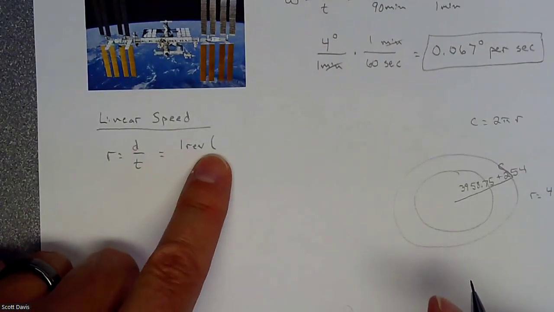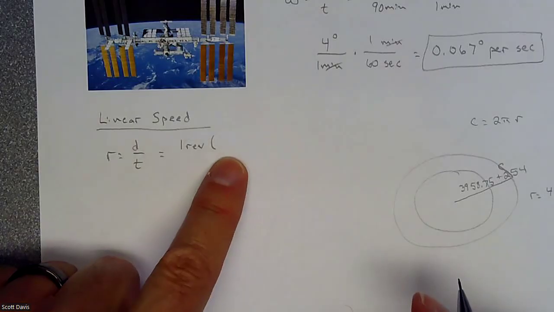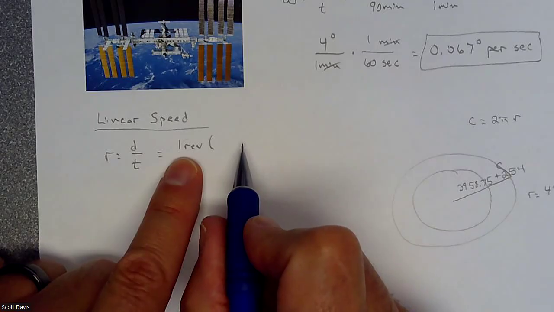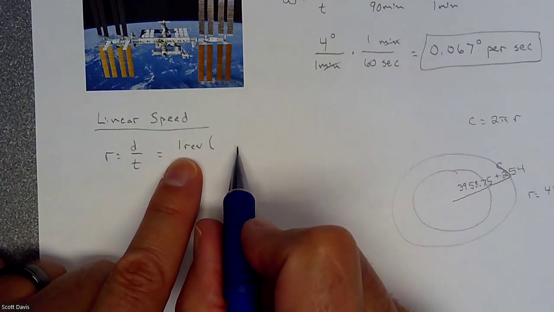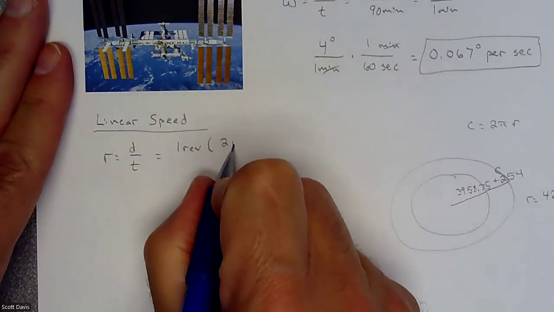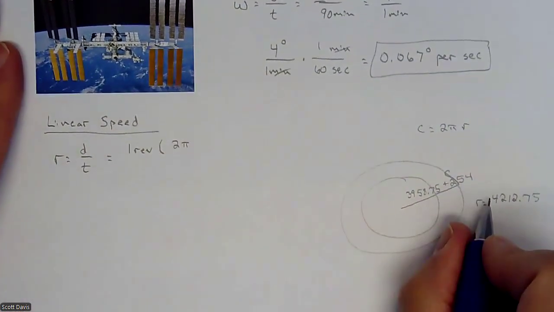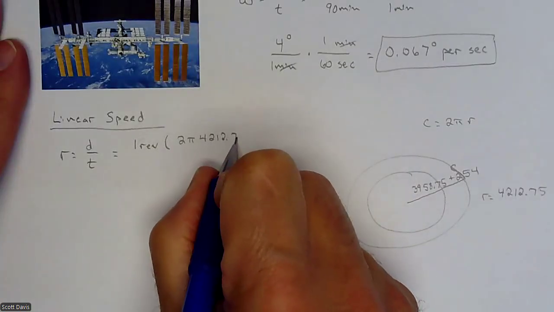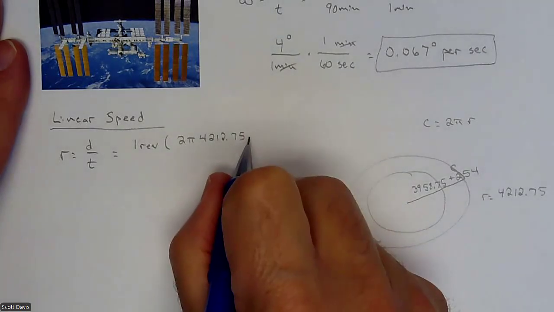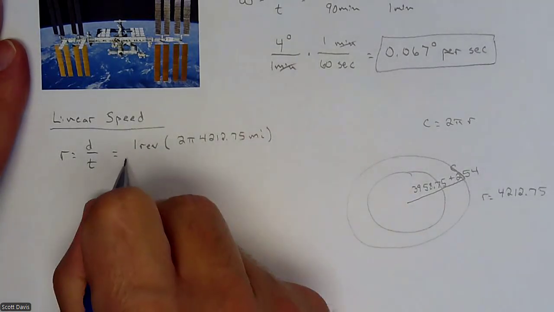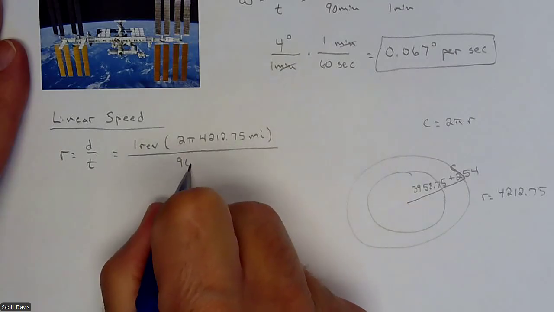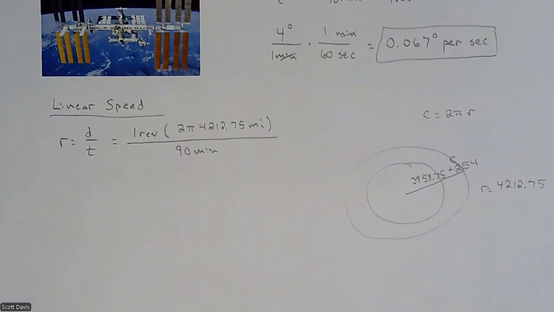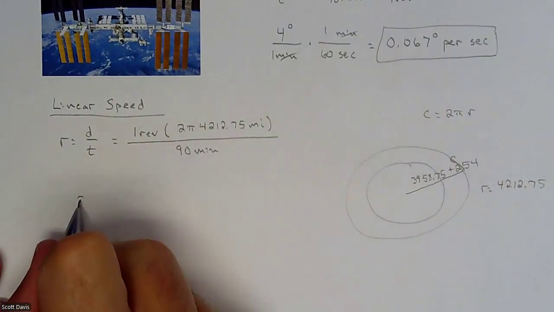One revolution is one circumference. If we were doing multiple circumferences, then I still would find the circumference measurement and then just times it by how many revolutions. It could be a fraction, it could be multiple revolutions, just depends on the situation. But 2 pi and then times our radius, 4212.75. Let's give it a label. In miles in 90 minutes.